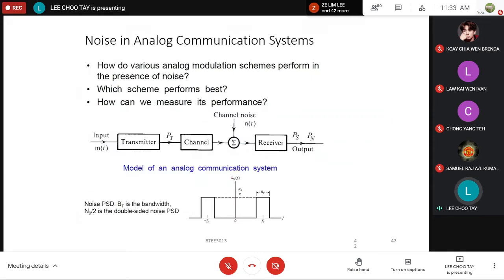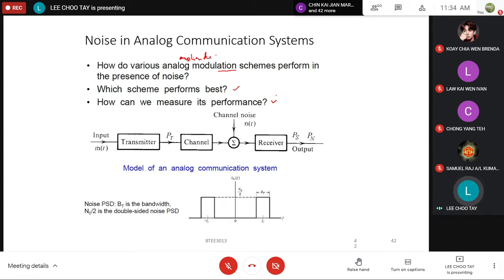Okay, so let's do a bit of analysis on the performance of the various types of AM modulation schemes in the presence of noise. We're going to answer these three questions here. How do various analog modulation schemes, in our case amplitude modulation schemes, perform in the presence of noise? We want to find out which scheme actually performed the best. And to be fair, we need to find a way to measure the performance correctly.